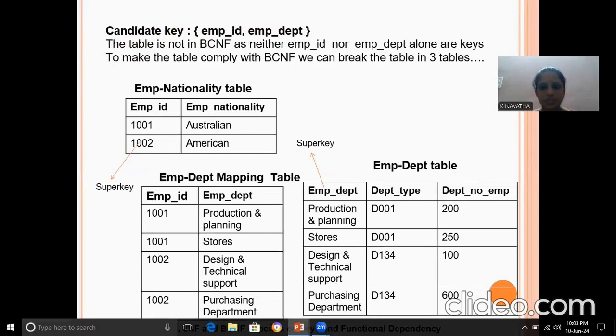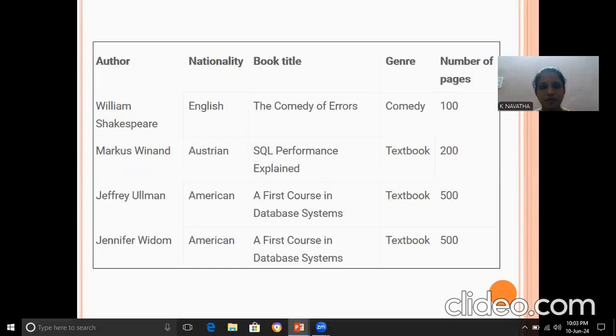Next we have the table with author, nationality, book title, genre, and number of pages. So here we have the attributes: author, nationality, book title, genre, number of pages. The authors are William Shakespeare, Marcus Wiener, Jeffrey Ullman, Jennifer Wisdom, with nationalities English, Australia, American. So the book titles are these, with genre and number of pages.